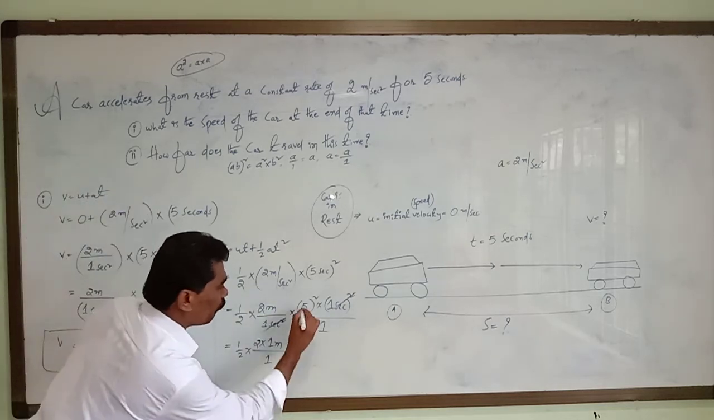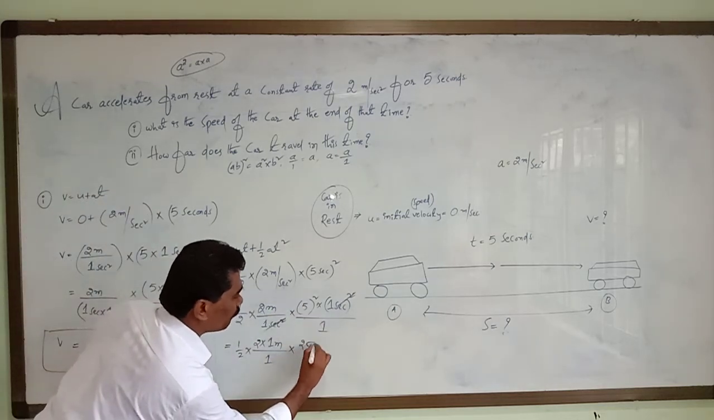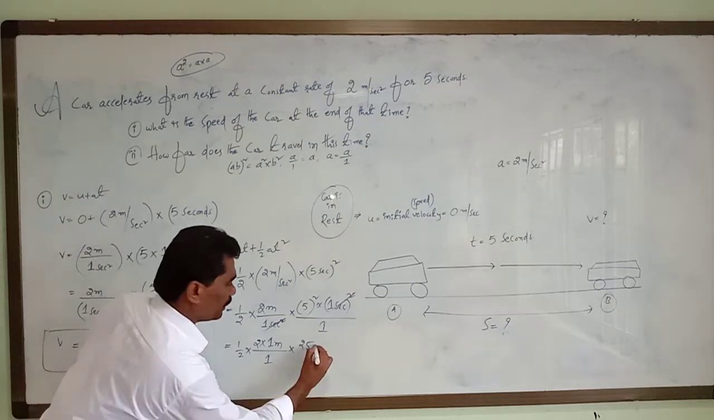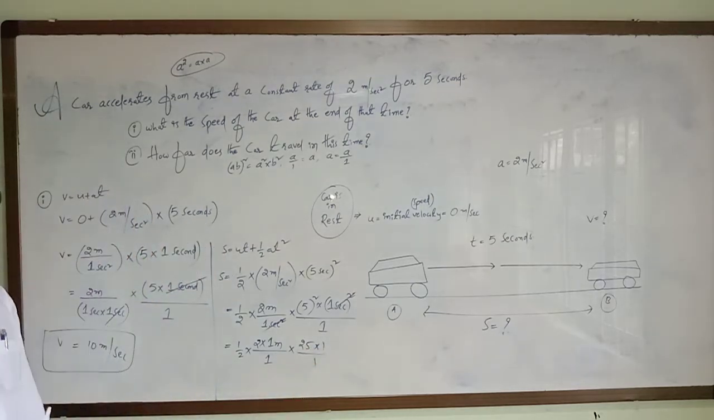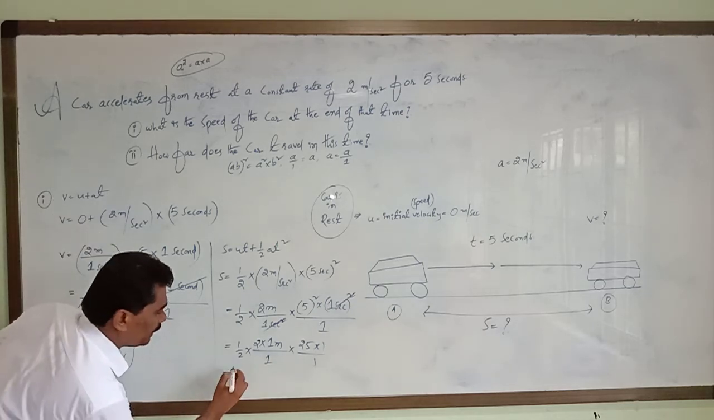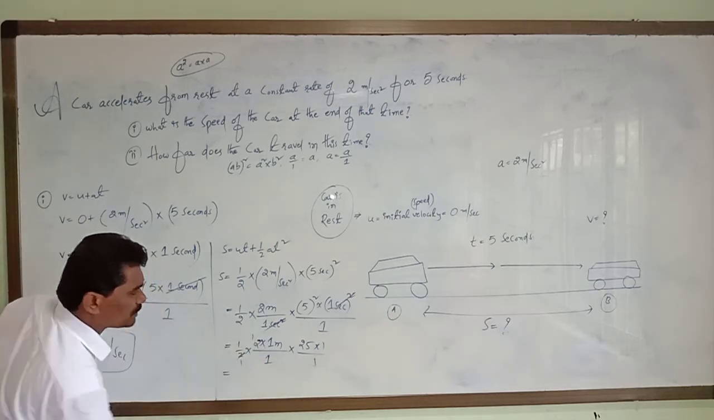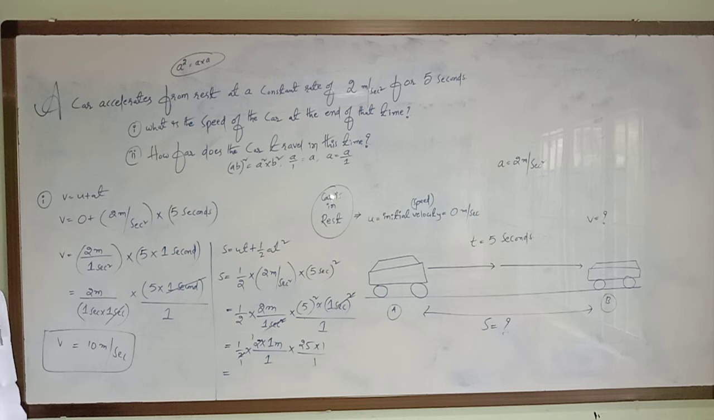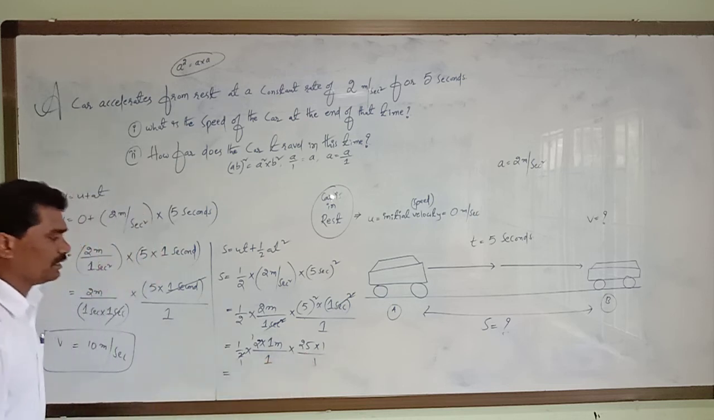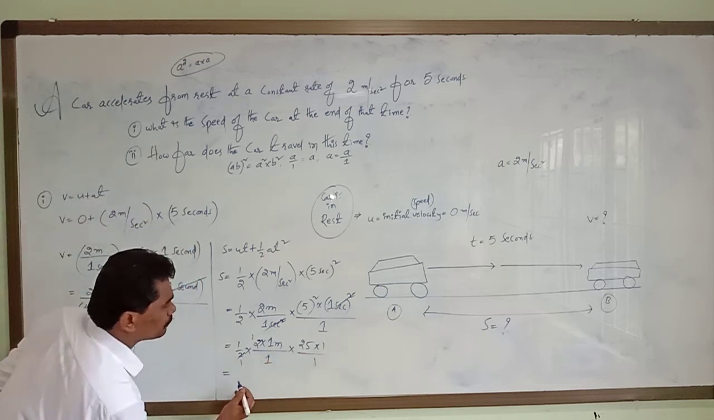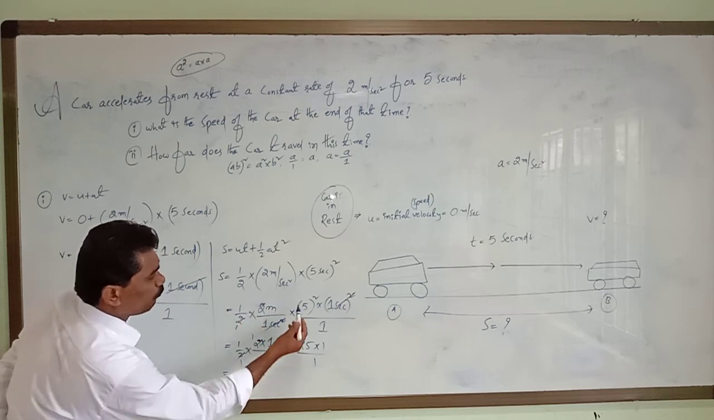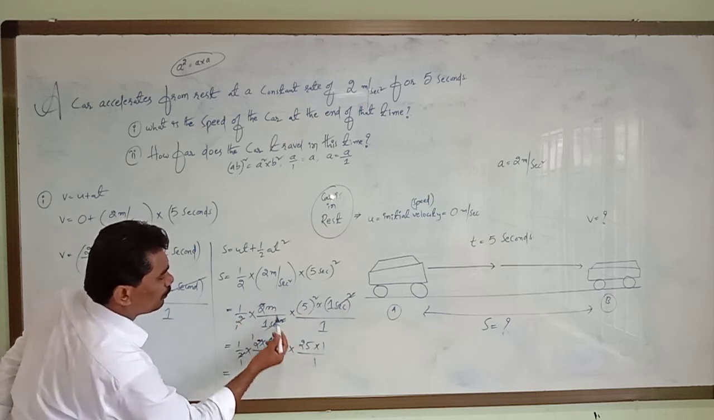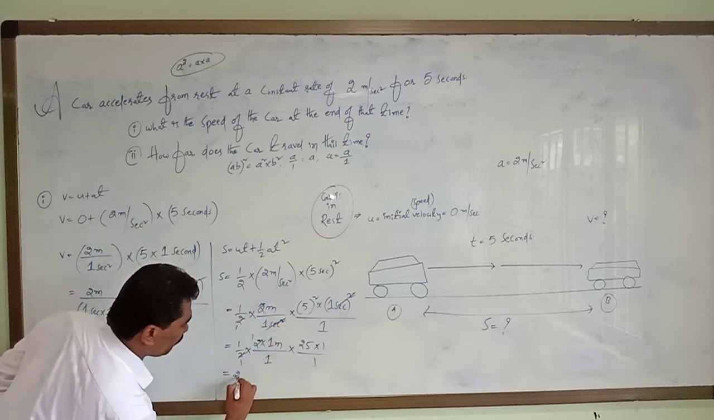So here 5 square, that is 25, into 1 divided by 1. Here 2 ones are 2, and 2 gets cancelled. So what is remaining here? 25. 2 gets cancelled. Here 5 5s are 25 meters.